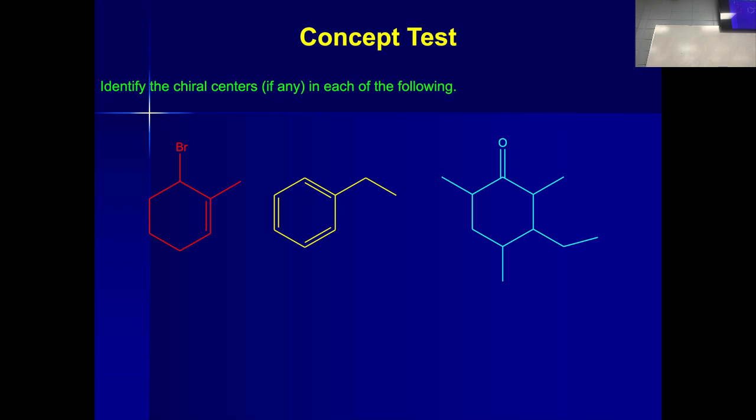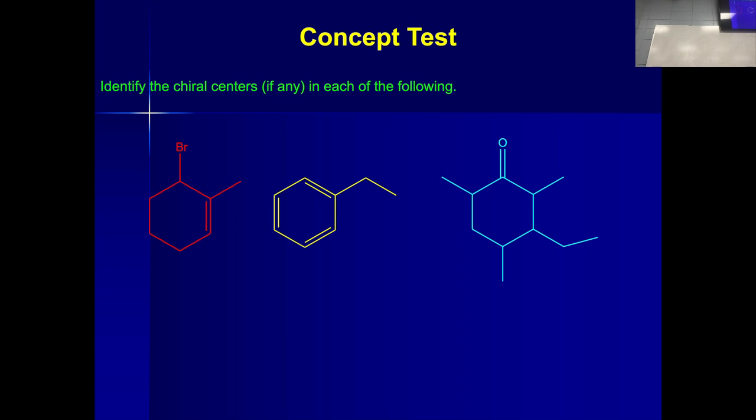How many chiral centers does it have? How many? 3? I'll say at least 3. Here it is. Where are they? Tell you what, I'll go around the ring and you all tell me when we hit a chiral center.